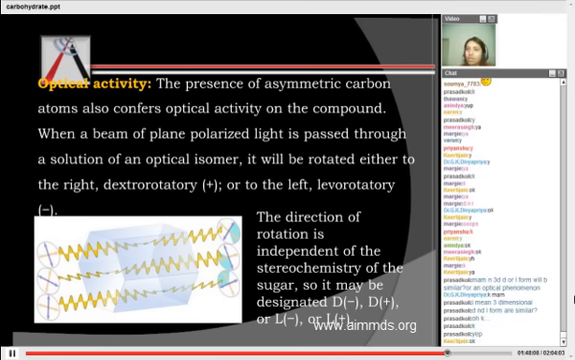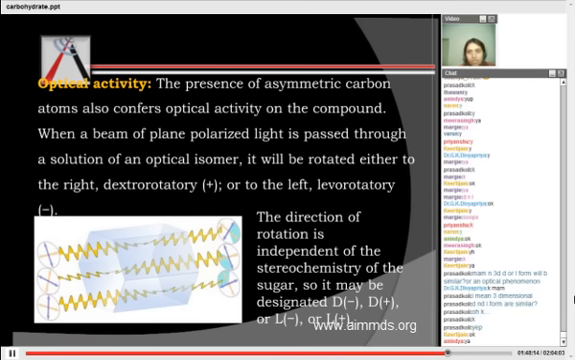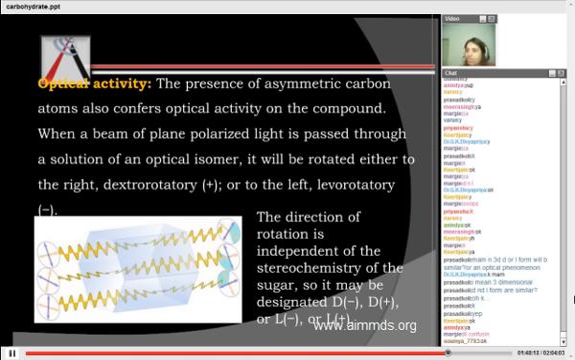So this is a totally different isomerism. One isomerism was D and L. The second isomerism we were talking about was epimerism, that was at the 2nd, 3rd and 4th carbon in glucose.